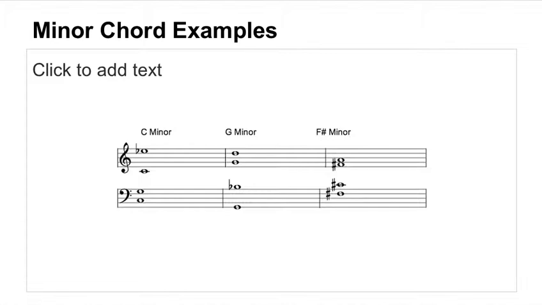So instead of C major, we've got C minor now. Notice that the E is flat now instead of natural. The G minor chord is just like the G major, except that you flat the third. So G, B flat, and D. F sharp minor is just like F sharp major, except that instead of an A sharp, you've got an A natural now, a half step lower.